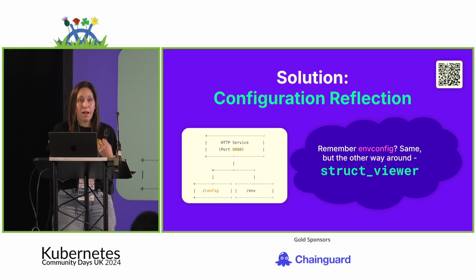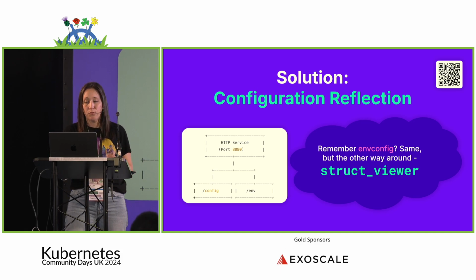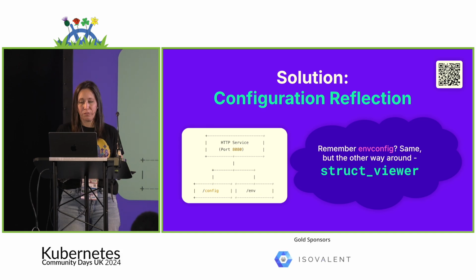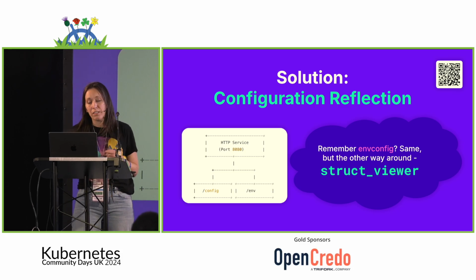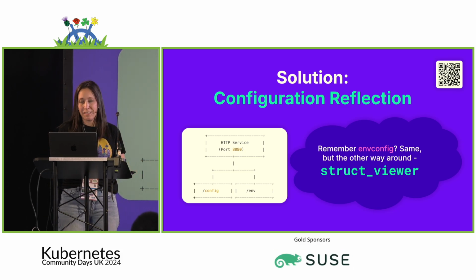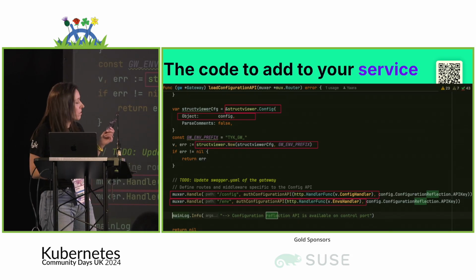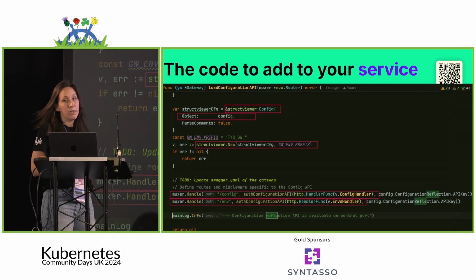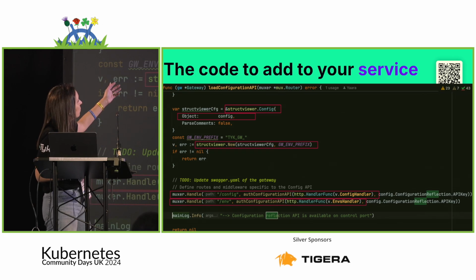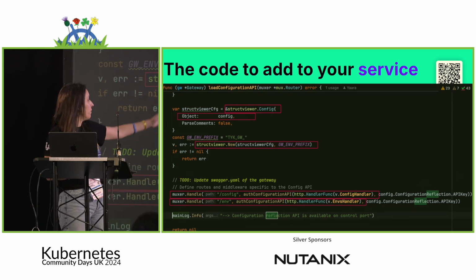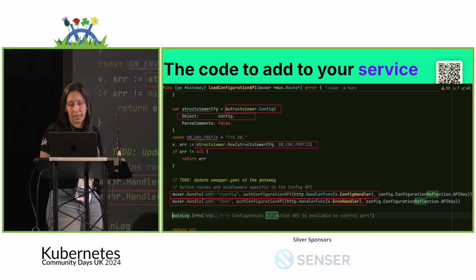This is where our struct viewer package comes in and gives you real-time snapshots of your settings. Do you remember env-config, the Go package of Kelsey Hightower? This package is just the other way around. It takes a Go struct and exposes it as an environment variable or config. You just import it and expose two endpoints, /config and /env, and basically that's it. Here you can see sample code, and you'll have access in the QR at the end. All you do is create a config, set up the environment prefix, and expose two function handlers. That's all.